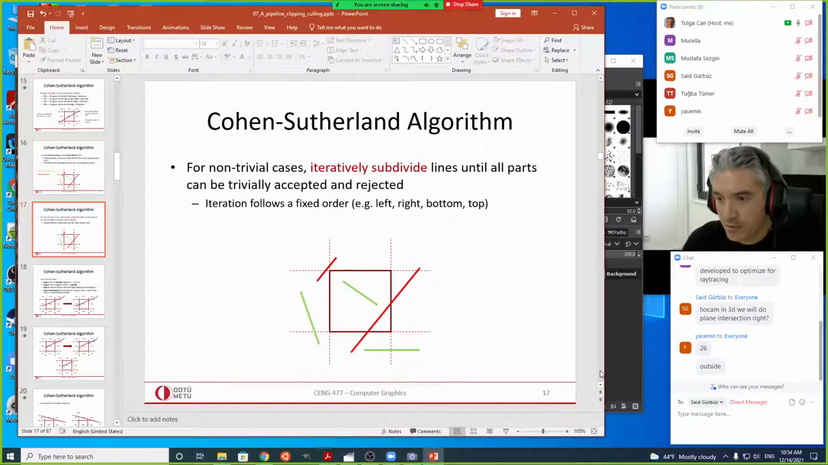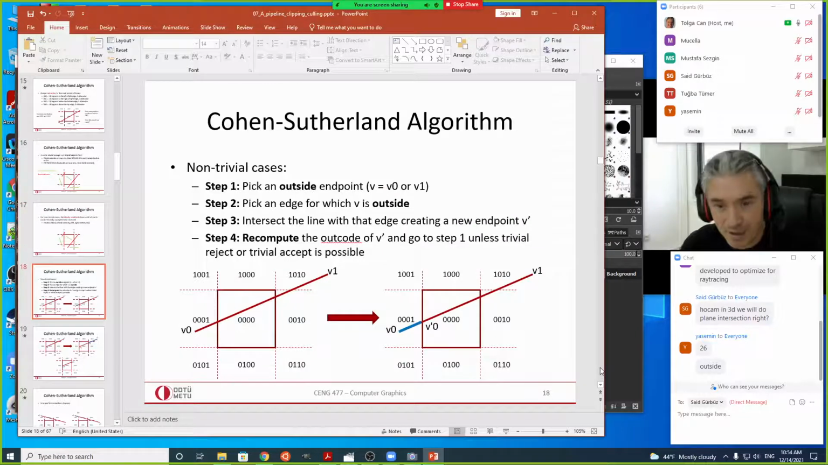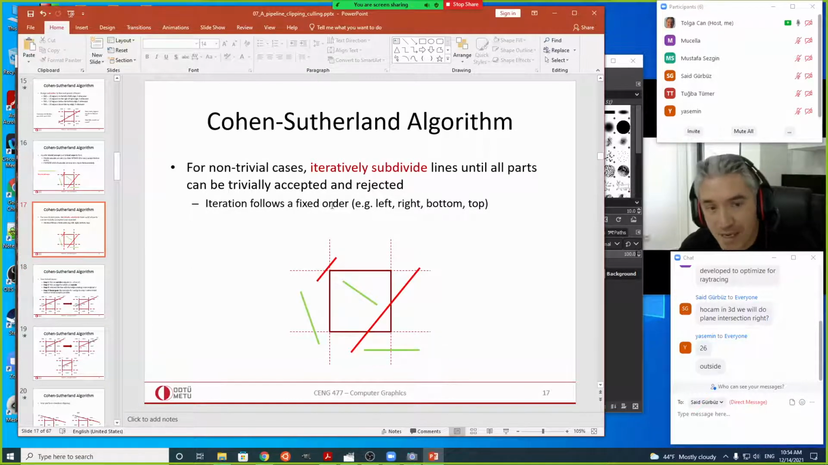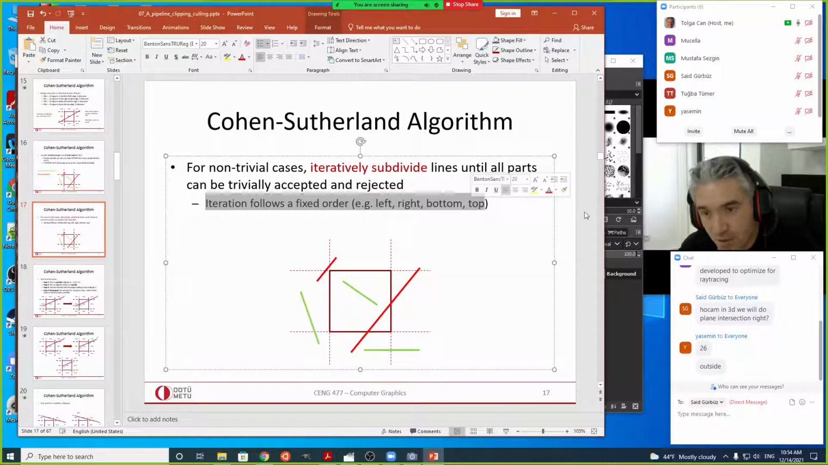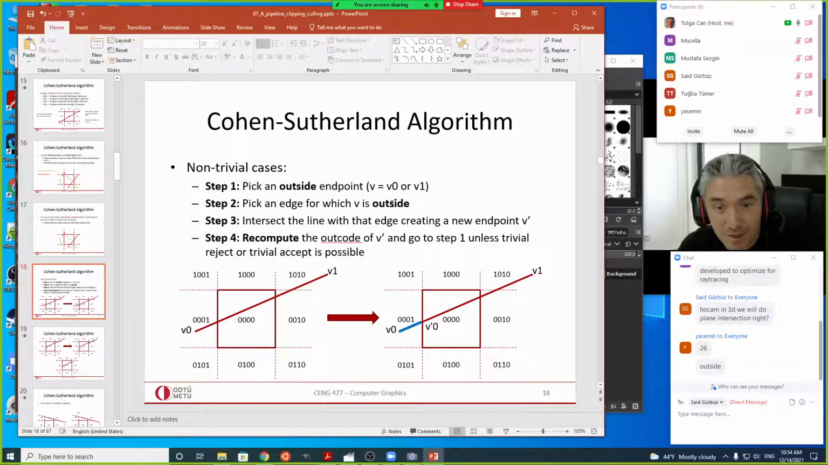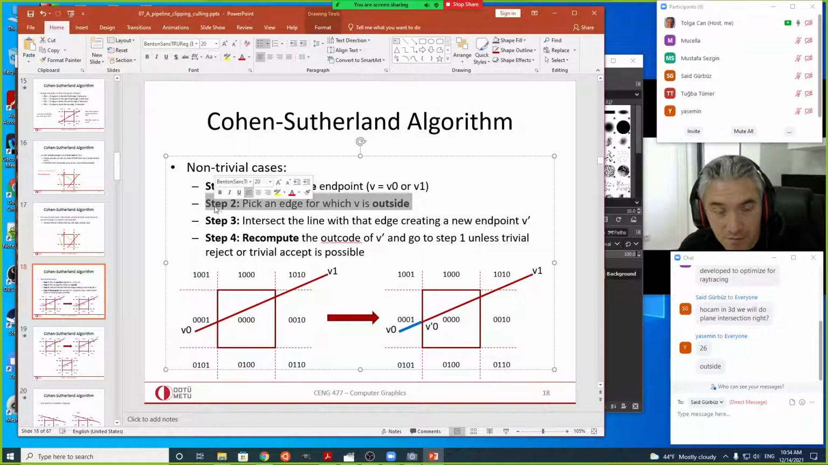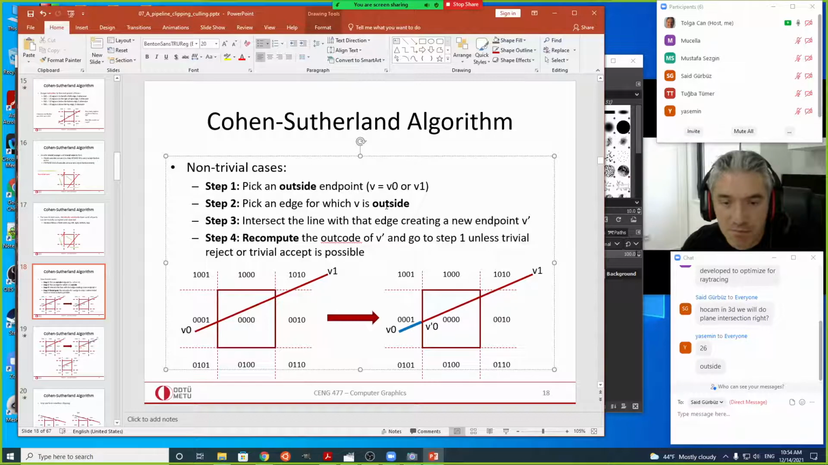Yeah, good question. This is how we can extend it to 3D. But if it has more than 1 bit set to 1, we pick one of them with respect to this order. So this iteration follows a fixed order. We can make use of this statement in order to not be contradictory to step 1. For which v is outside, it may be outside for 2 different planes. We pick one of them by following an order.